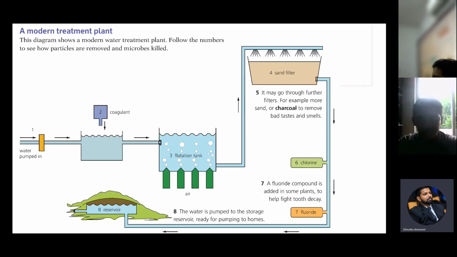And this is the diagram. It has also been taken from the textbook. Okay, almost everything is already there, but some of the descriptions I have removed. Right, first part is, one is screening. Description is removing big insoluble substances from water.